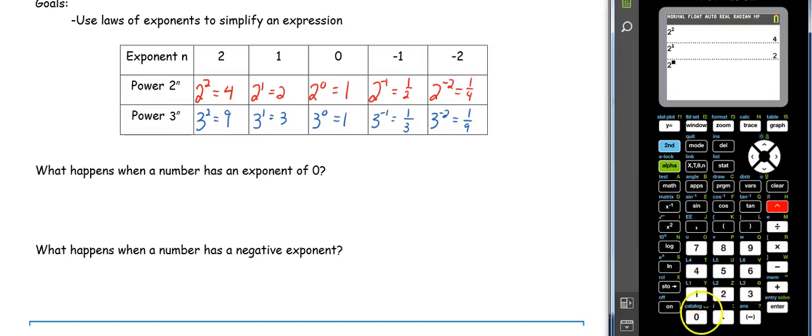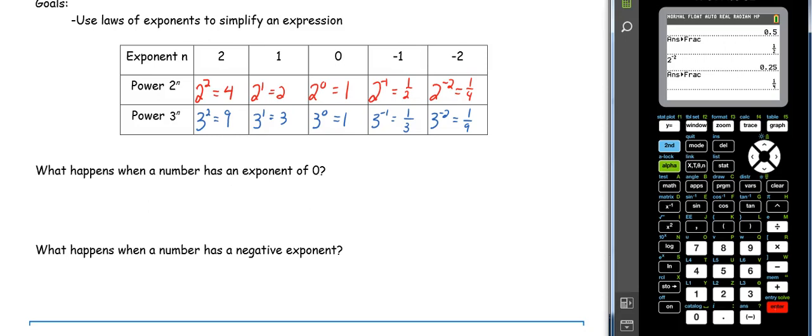2 caret 0 gets us 1. 2 to the negative first, 2 caret negative 1, gives us a decimal. If we hit math, enter, enter, that gives us a fraction, 1/2. And for 2 to the power of negative 2, if we hit math, enter, enter, that gives us 1/4. So you can pause the video and try them with the power of 3 to the n and finish completing the table.